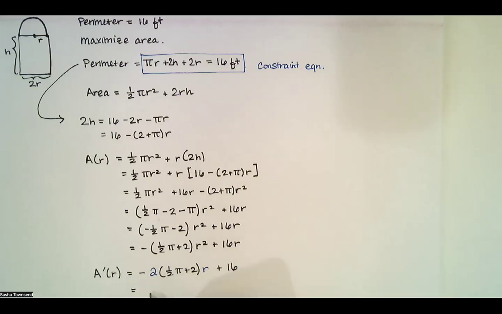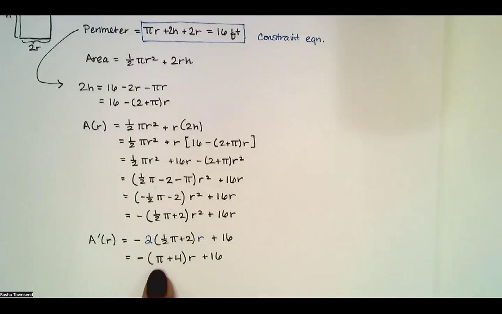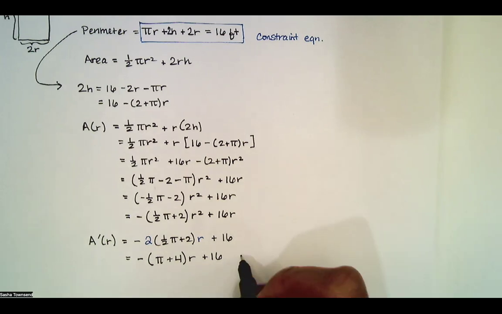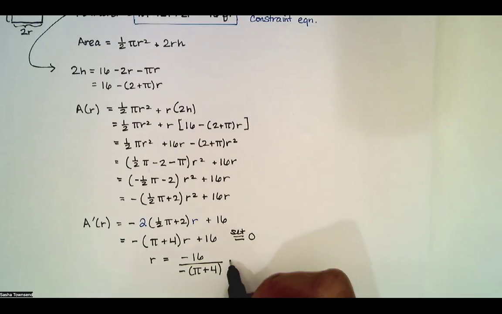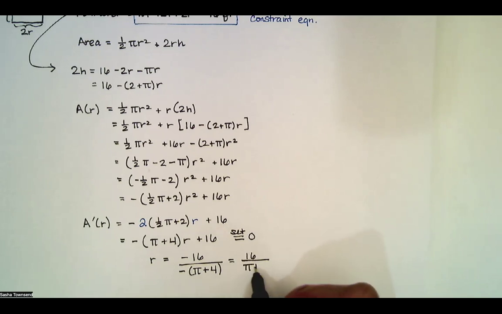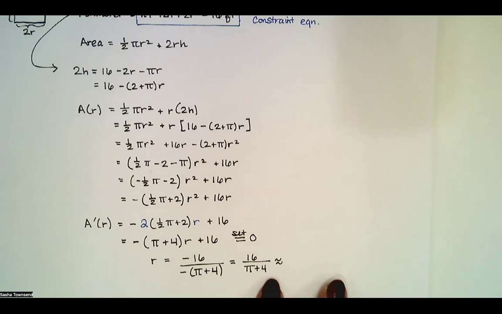If I distribute the 2, I get negative quantity pi plus 4 times r plus 16. And I want that to be equal to 0. So we set that equal to 0, and we get r equals -16 divided by negative pi plus 4. Negative divided by a negative is positive. It's going to be 16 divided by pi plus 4. So it's about 16 divided by 7-ish, and I'm not sure exactly what that is. That's going to be my r value.